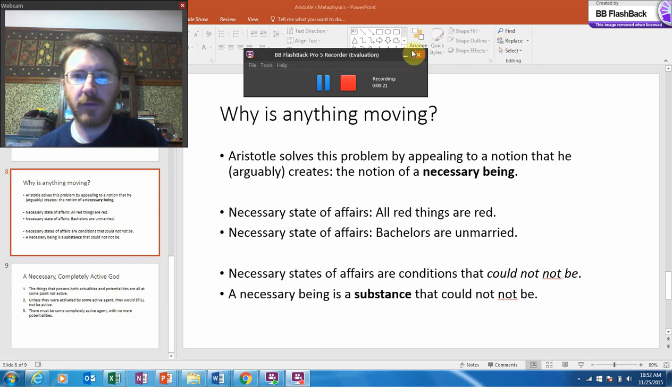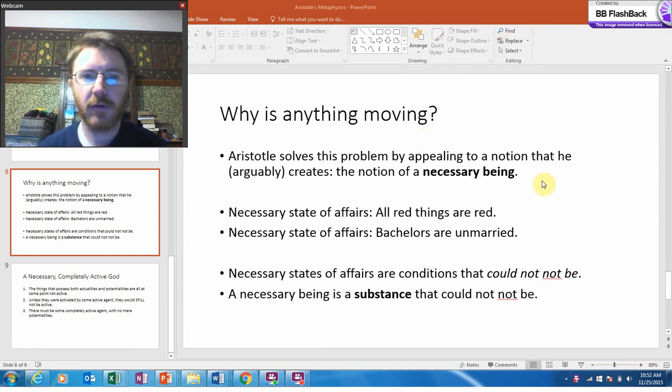So we're going to talk about the unmoved mover that Aristotle hypothesized that there must be. So Aristotle was one for asking small, little, insignificant questions, like why is anything at all moving, right? Very, very subtle question there. And his solution to the problem of why anything would be moving is the notion of a necessary being. This is a phenomenally important notion in the history of philosophy.